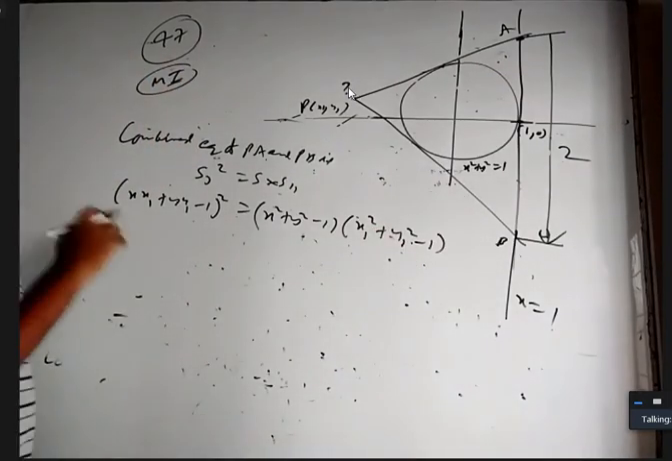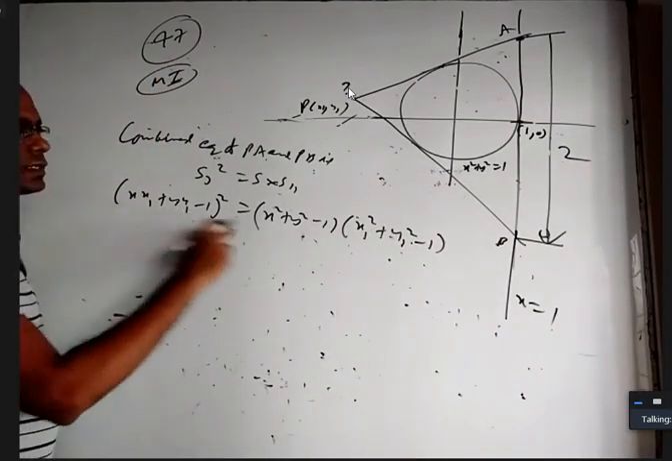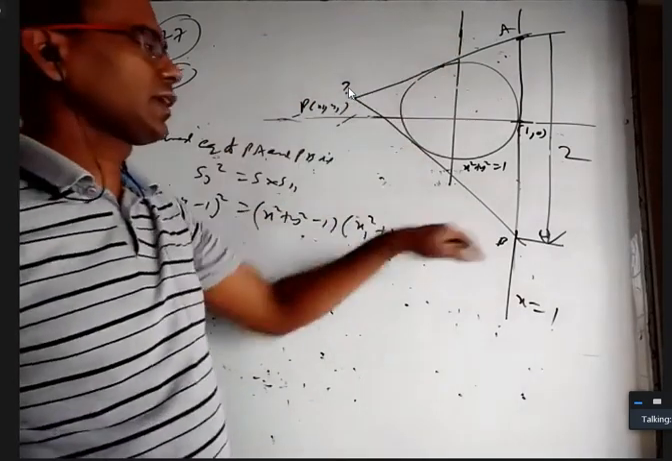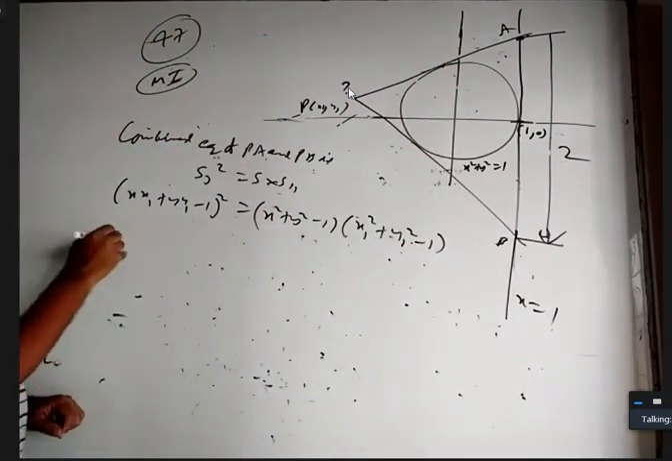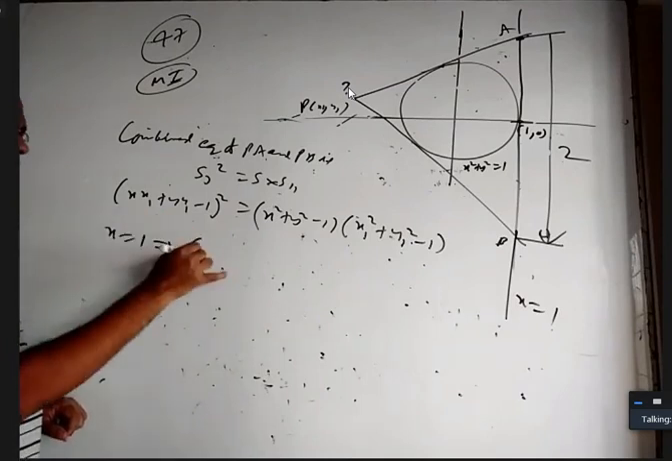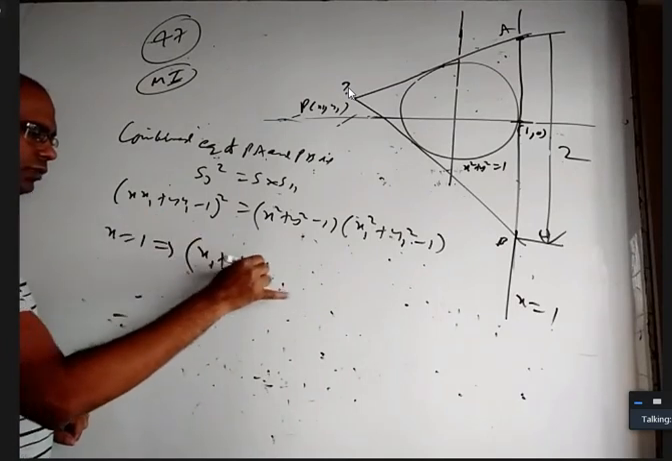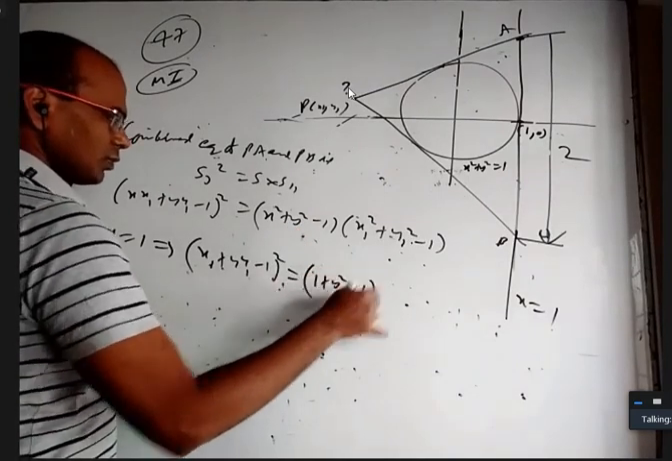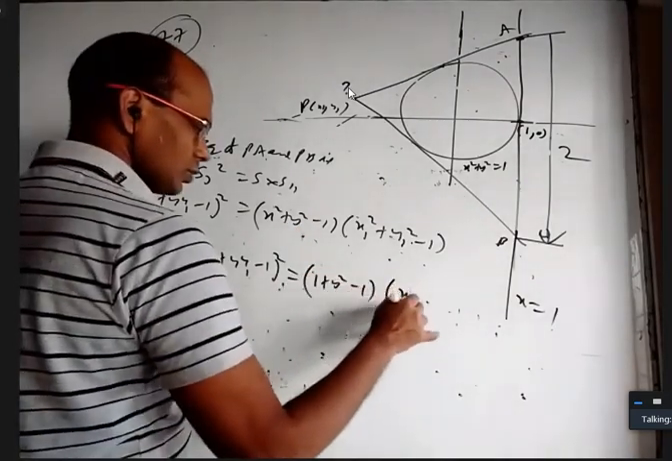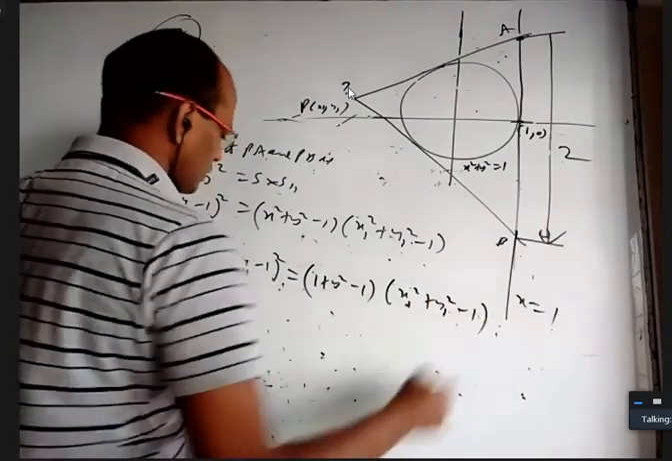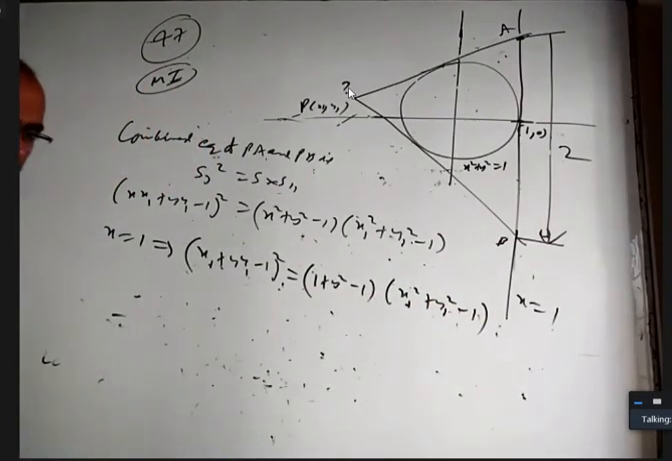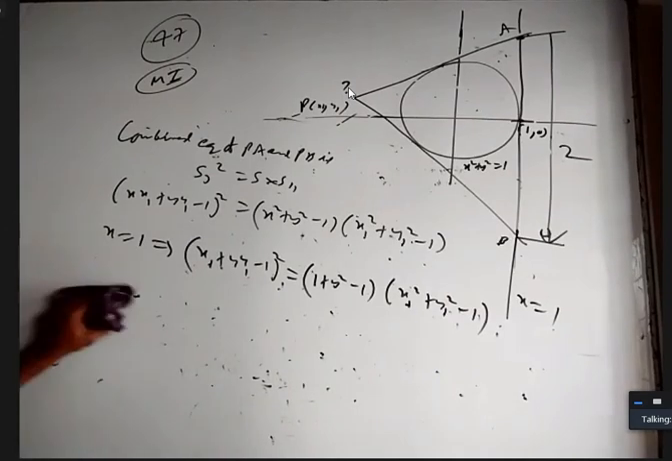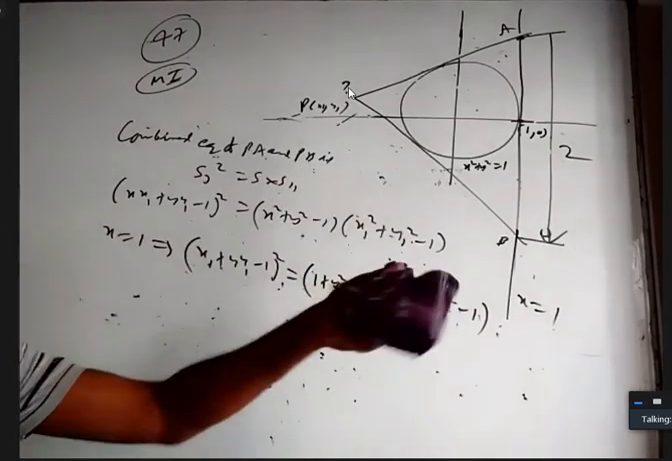Now, we have to put x equal to 1 in this equation because we're trying to find A and B. So when you put x equal to 1, you will get x1 plus y y1 minus 1 whole square equal to 1 plus y square minus 1 into x1 square plus y1 square minus 1. This is a quadratic equation in terms of y. For the difference of the roots to be 2 units. Because if they said 3 units, you would get 3.